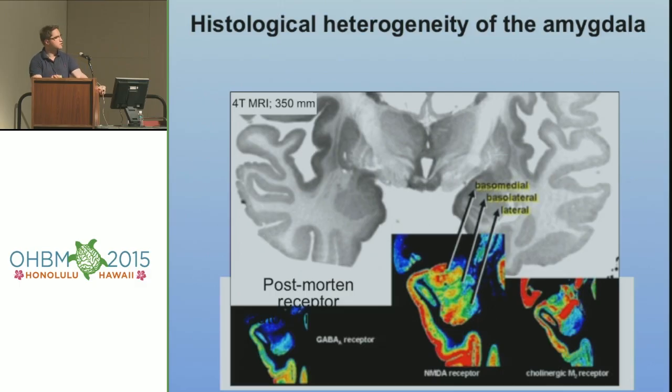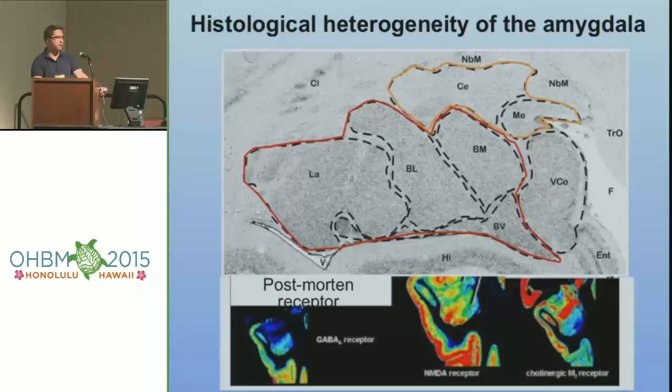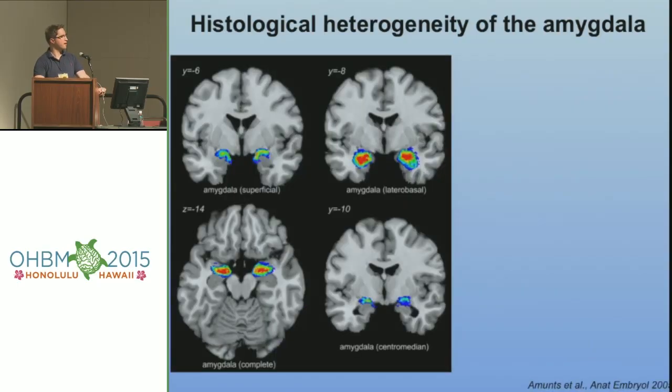Now, if you look at microstructural properties, now this is a receptor architectonic map. We can nicely see a subdifferentiation into different nuclei. And in fact, the same is true when we look at histological sections, so cell-stained sections under the microscope. We again can quite nicely differentiate the different nuclei and nuclei groups. And they're usually grouped into 3 major groups: the superficial, the laterobasal, and the centromedian group.